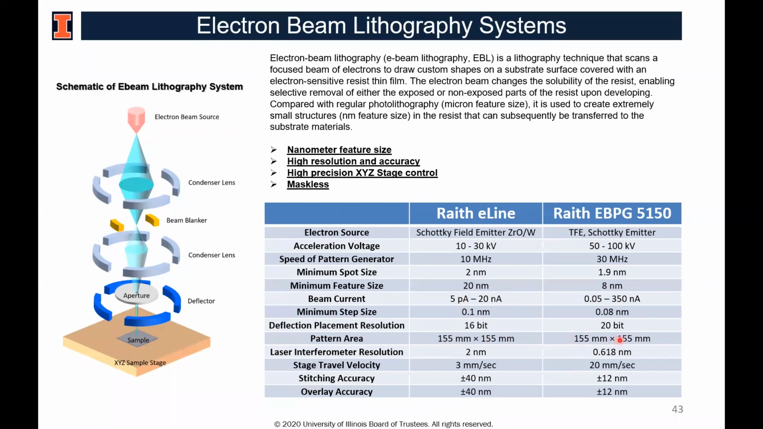Pattern area is almost the same, but you can see the deflection placement resolution is higher, 4 bits more. And the laser interferometer resolution is much better in EBPG 5150. The better the resolution, the more precisely you can control the XYZ stage. So therefore, you can see the stitching accuracy and overlay accuracy have been dramatically improved from E-line to EBPG 5150.